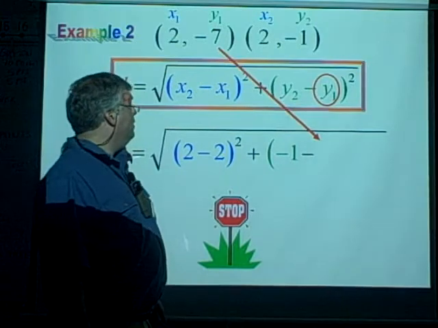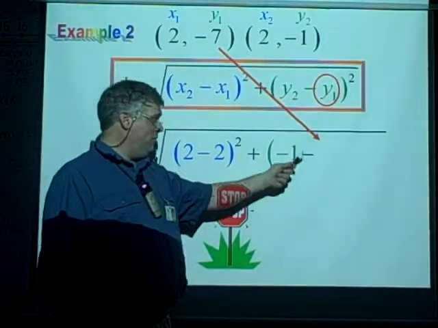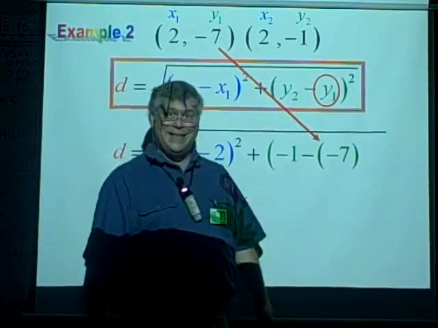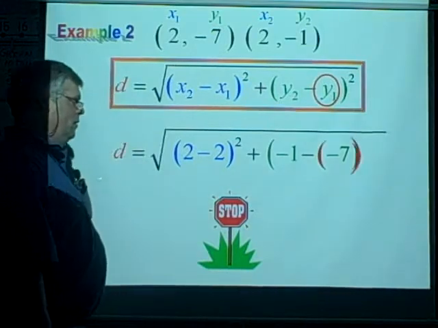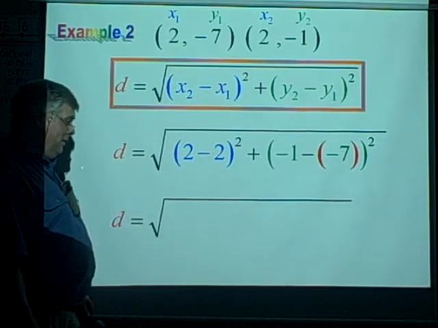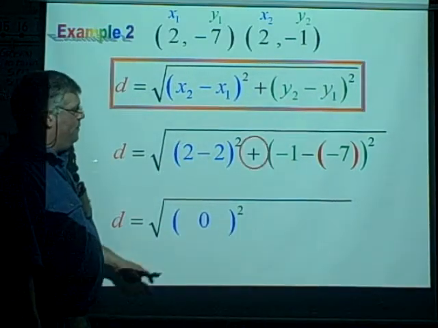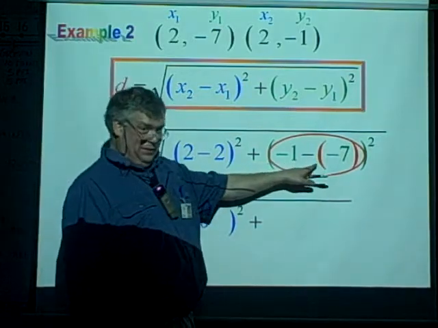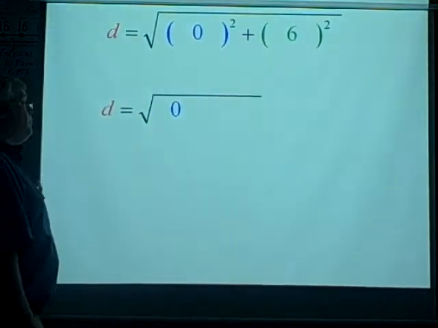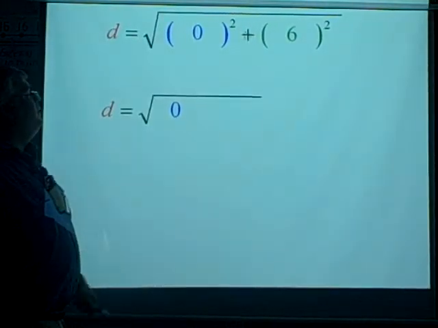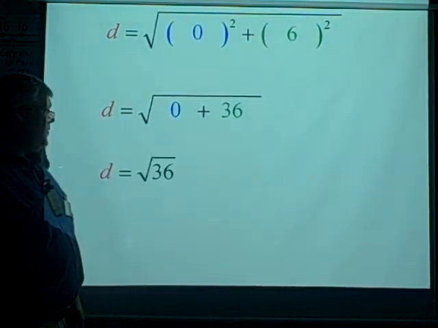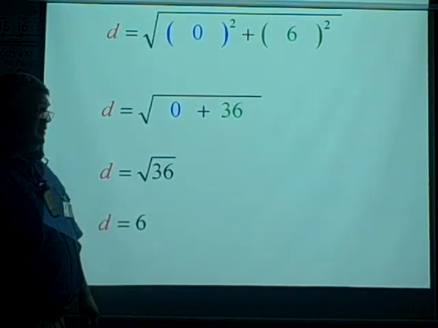Oops, problem here. Remember, when we bring a negative in here and we're subtracting the negative, you've got to put a set of parentheses in here, because subtracting the negative becomes addition. And we're going to square that. So this becomes 2 minus 2, which is 0, 0 squared. This simplifies to negative 1 plus 7, which gives you 6. And you're going to square the result there. 0 squared is 0. 6 squared is going to give you 36. Add those together, you end up with the square root of 36, and the square root of 36 is 6. So there's your distance.